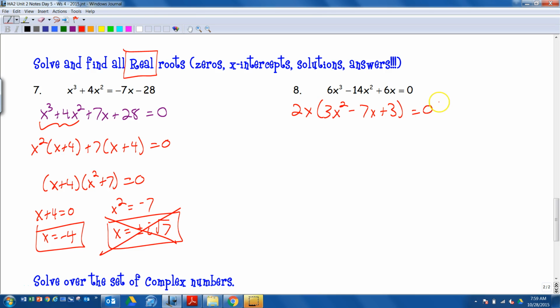Okay. Set this piece equal to 0. You get x equals 0. You can try to factor this, but this doesn't. Two numbers that multiply to 9 that add to -7 does not exist. So you can't factor it. So you have to use quadratic formula.